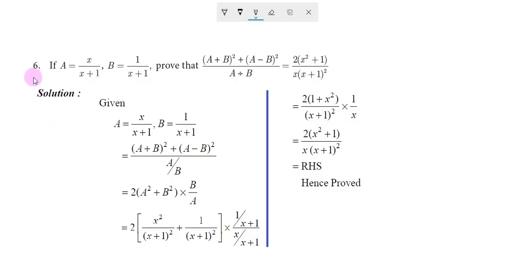Okay, now question number 6. a equal to x by x plus 1, b equal to 1 by x plus 1. Prove that (a plus b)² plus (a minus b)² divided by a divided by b equals 2 into (x² plus 1) by x into (x plus 1)². Okay, given a and b.